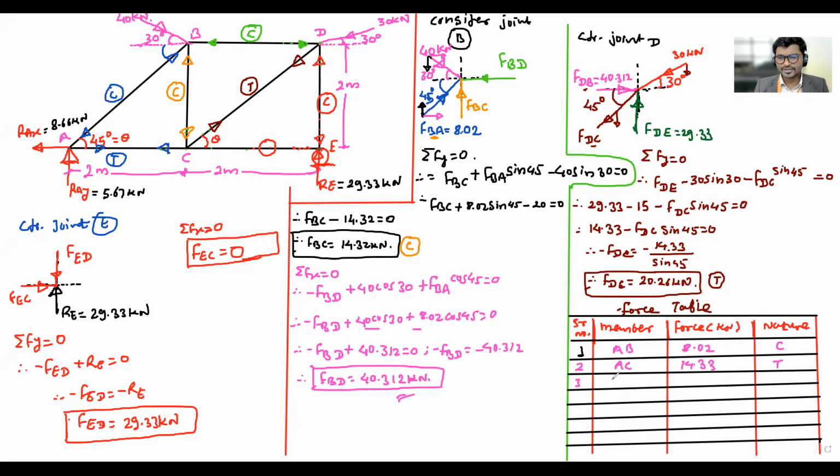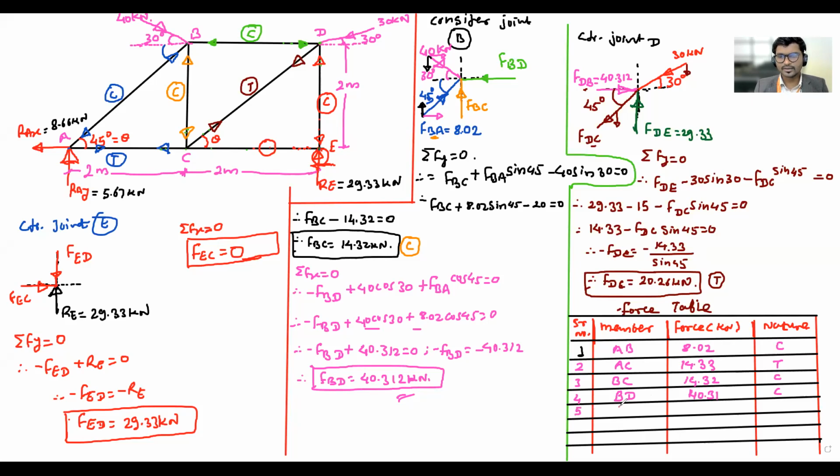Then which third member should we take? BC. Okay, BC, how much? 14.33, nature compressive. Compressive. BC done. Next take BD? Yes, sir. BD, how much is it? 40.31, nature compressive. Compressive.